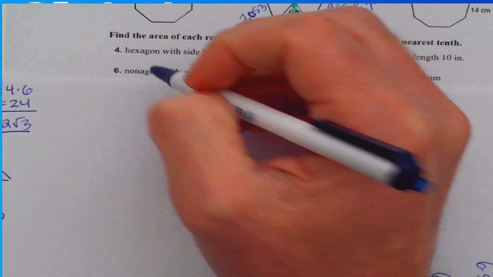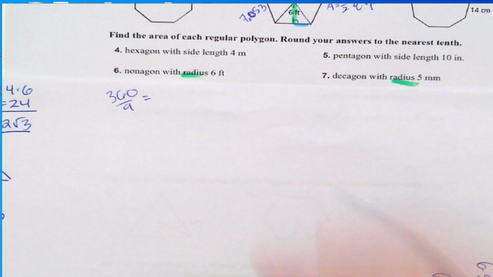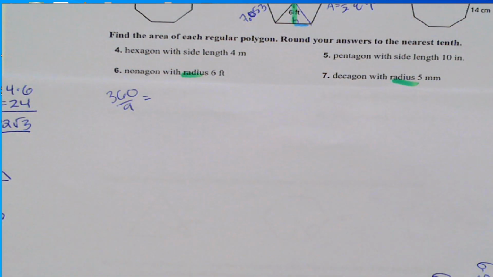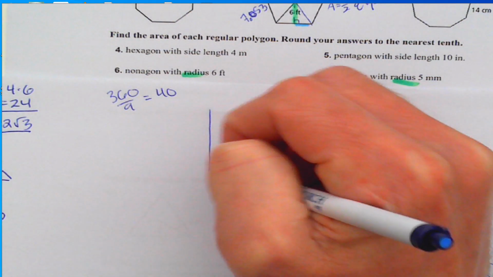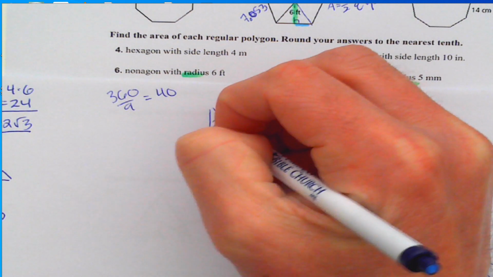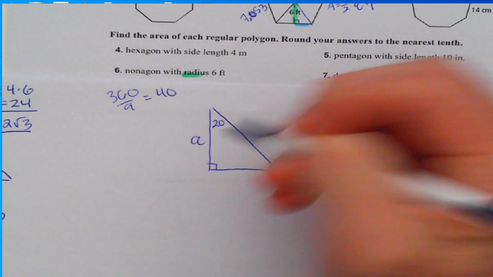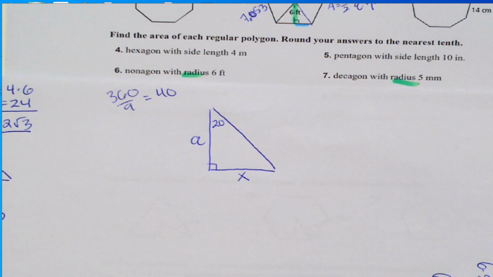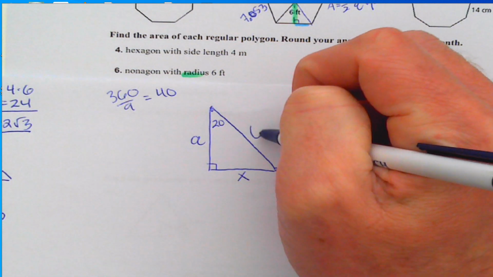So let's get started. Nonagon, 9 sides. So I'm going to take 360 divided by 9. That's going to give me my central angle. So my central angle is 40 degrees, but when I break it down to that little half triangle, and that's what really matters, that's going to become 20 because it's half of it. So I want to find the apothem, and I want to find this piece. The radius is always the hypotenuse of that little triangle.